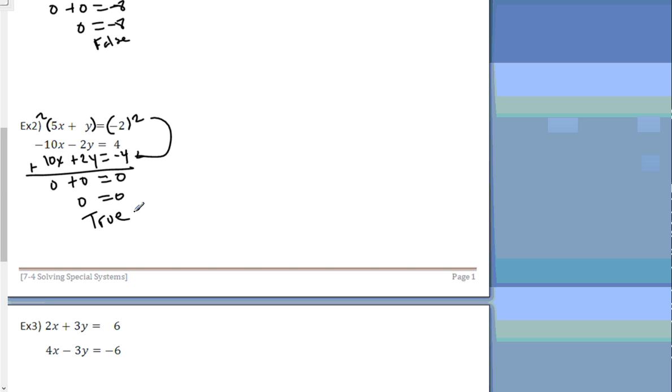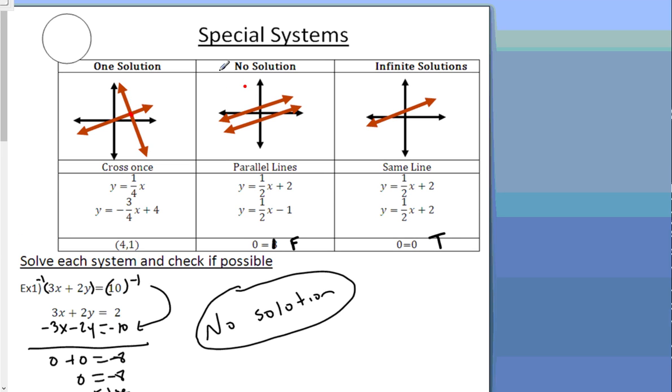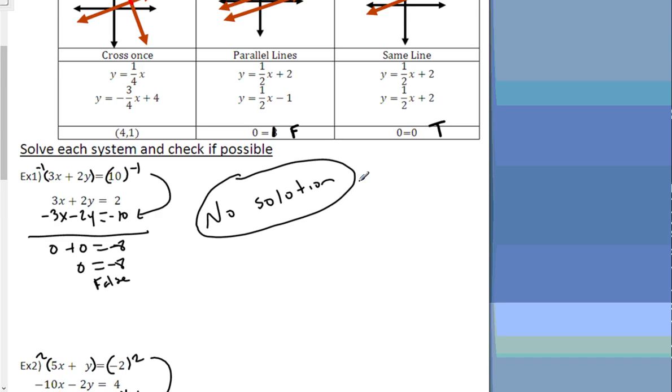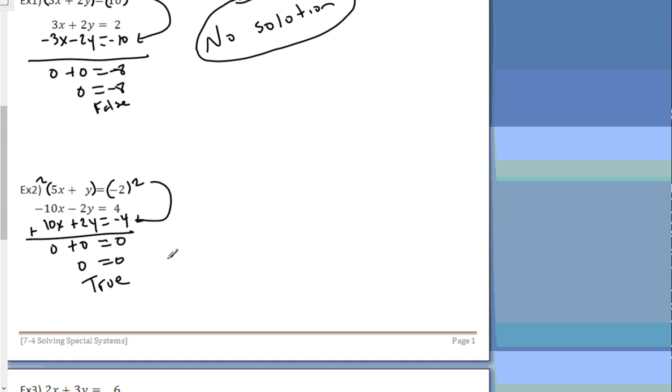Which means the variables went away, so is it no solution or is it infinitely many solutions? Well, since this is true, it is infinitely many solutions. You can write infinitely many solutions, but I like writing all numbers. Okay? And you do not need to check those. All right, one more example.